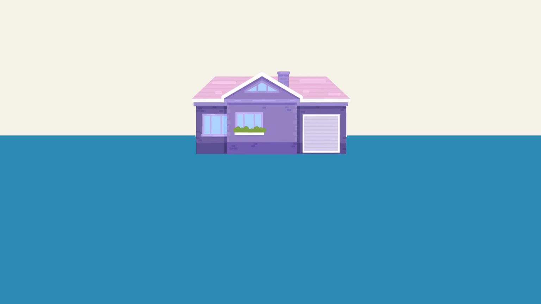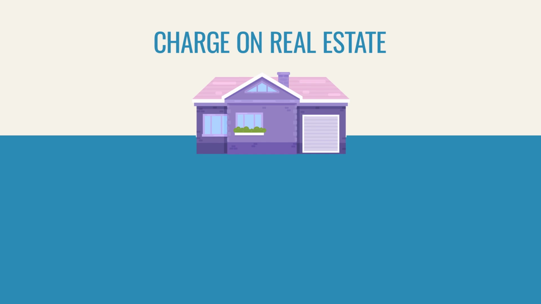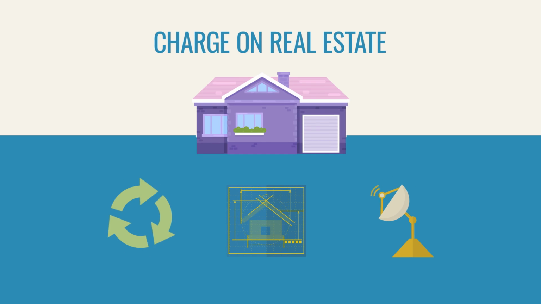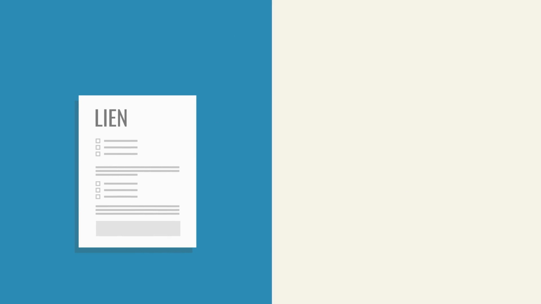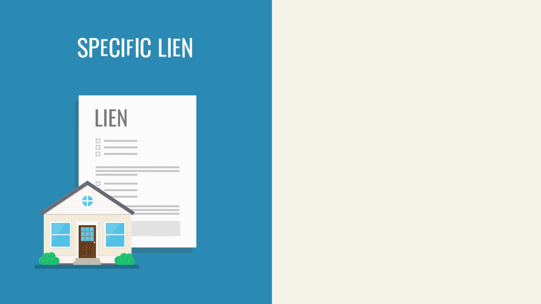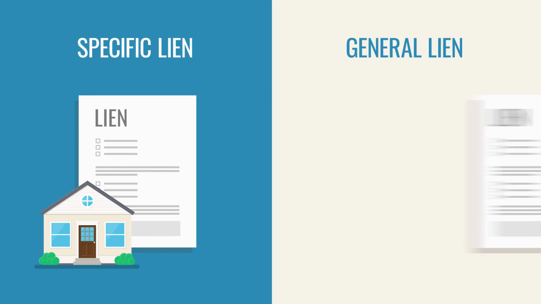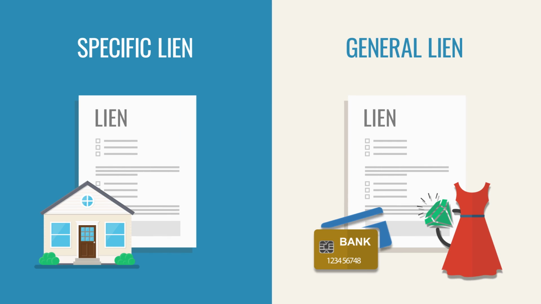Taxation is a bit more straightforward. Property taxes can be defined as a charge on real estate which is used to pay for services provided by the government. Unpaid property taxes result in a specific lien. This means you could lose your property if you don't pay your property taxes, as opposed to a general lien where items above and beyond your property could be seized to pay your debts.